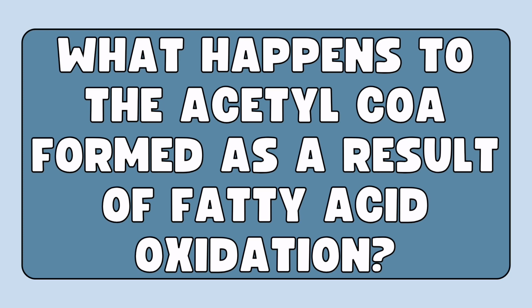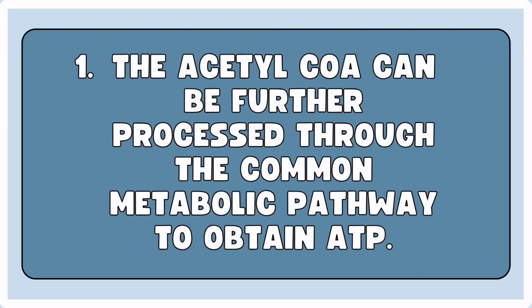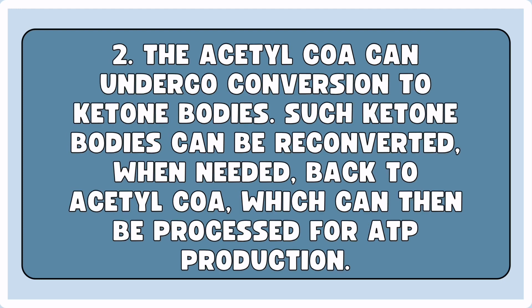So what happens to the acetyl-CoA formed as a result of fatty acid oxidation? It can choose from a number of various possibilities. Among these alternatives are the following. First, the acetyl-CoA can be further processed through the common metabolic pathway to obtain ATP. Second, the acetyl-CoA can undergo conversion to ketone bodies. Such ketone bodies can be reconverted when needed back to acetyl-CoA, which can then be processed for ATP production.